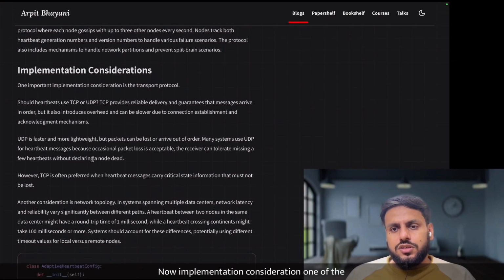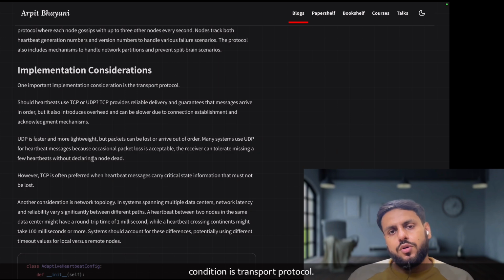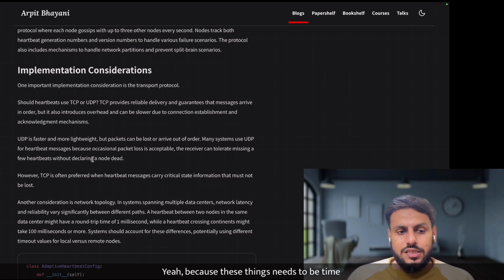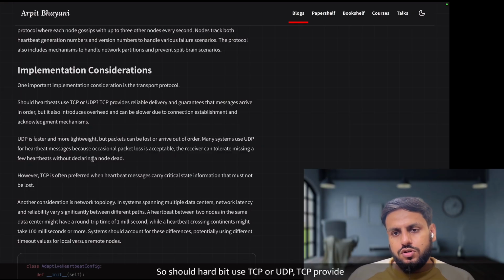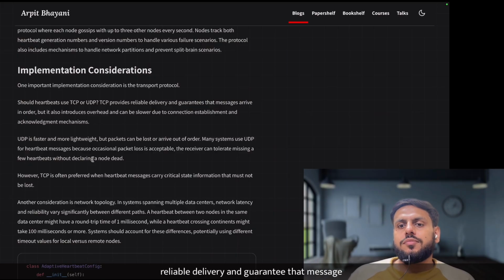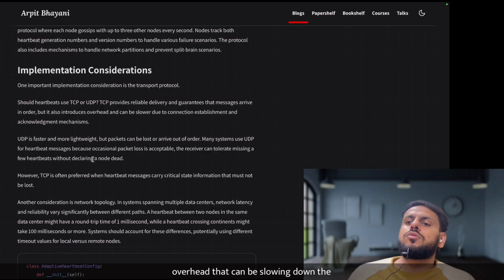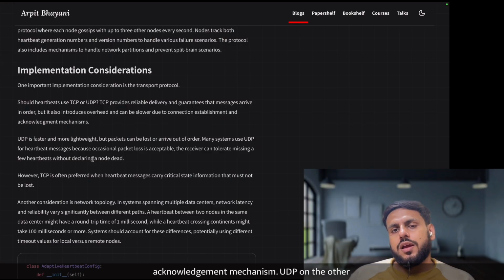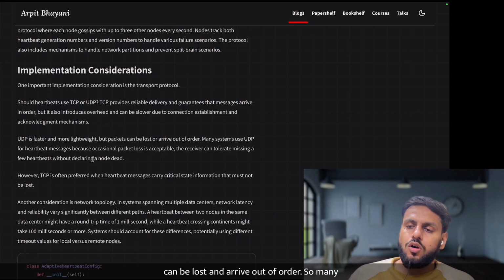Now, implementation considerations. One important implementation consideration is the transport protocol, because these things need to be time critical and also bandwidth efficient. Should heartbeat use TCP or UDP? TCP provides reliable delivery and guarantees that messages arrive in order, but it also introduces overhead that can slow down the connection establishment and acknowledgement mechanism. UDP, on the other hand, is faster and more lightweight, but packets can be lost and arrive out of order.